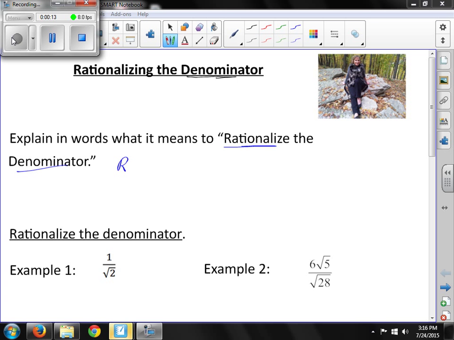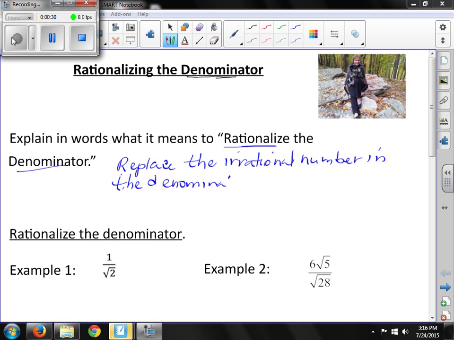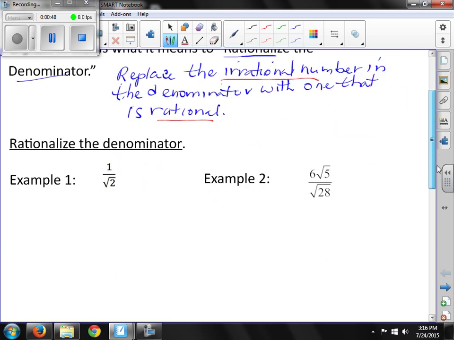It means that we are going to replace the irrational number in the denominator with one that is rational. Replacing the irrational number with a number that is rational. Now we have a strategy for doing that.